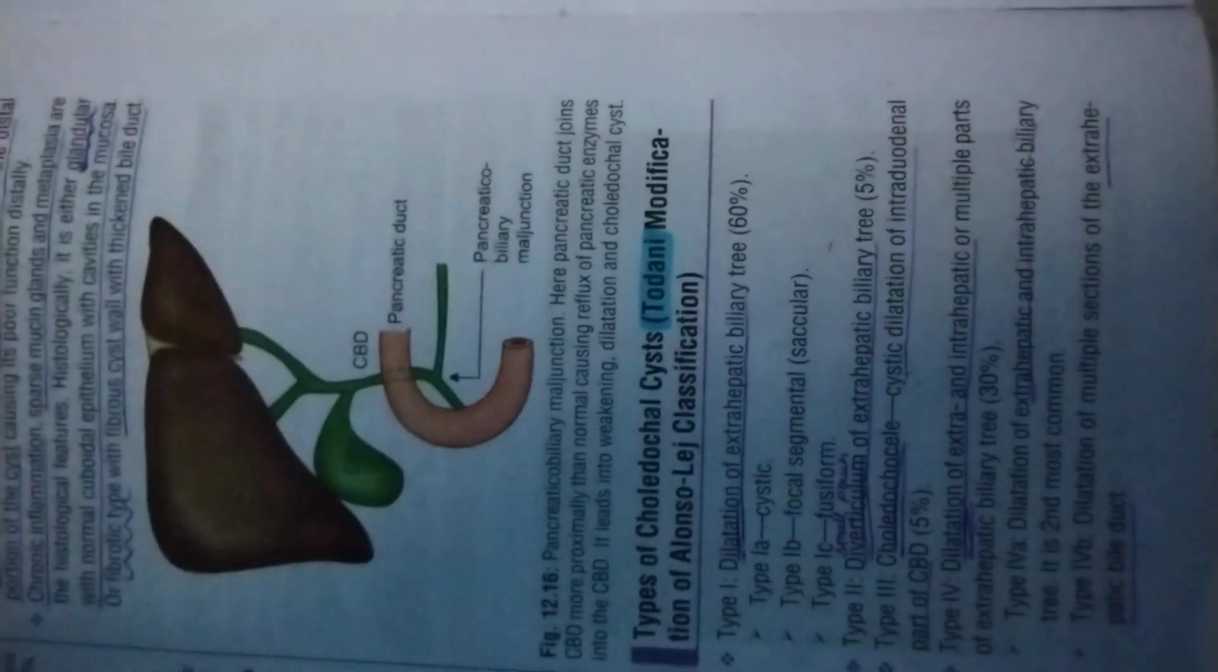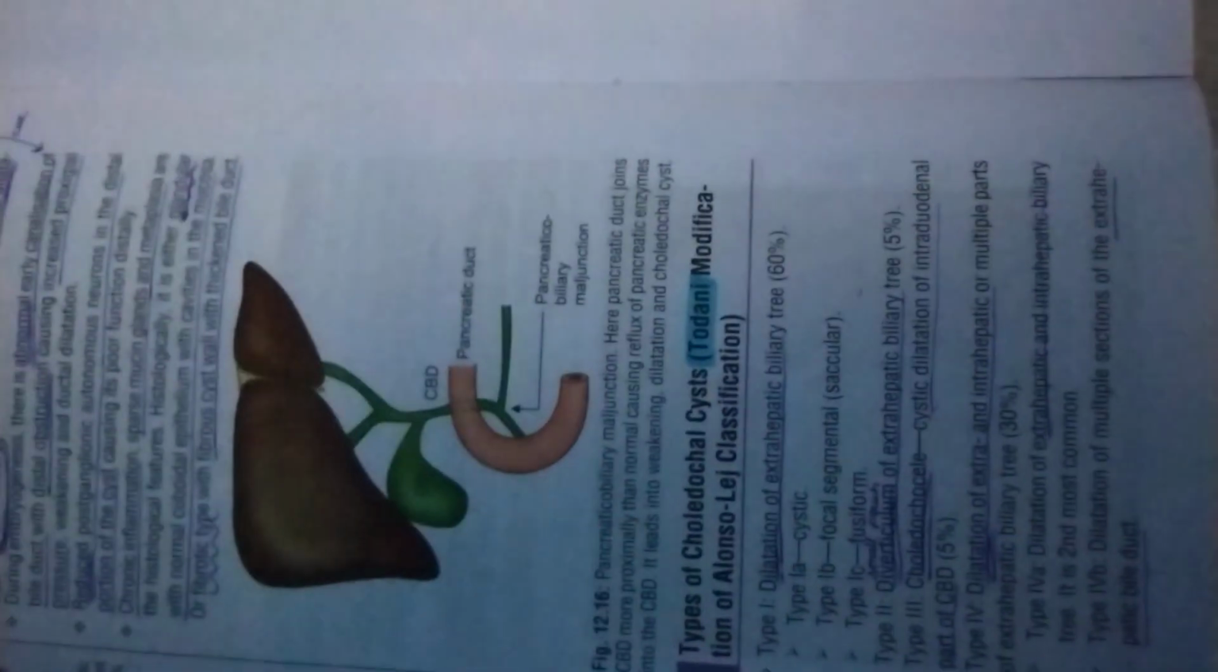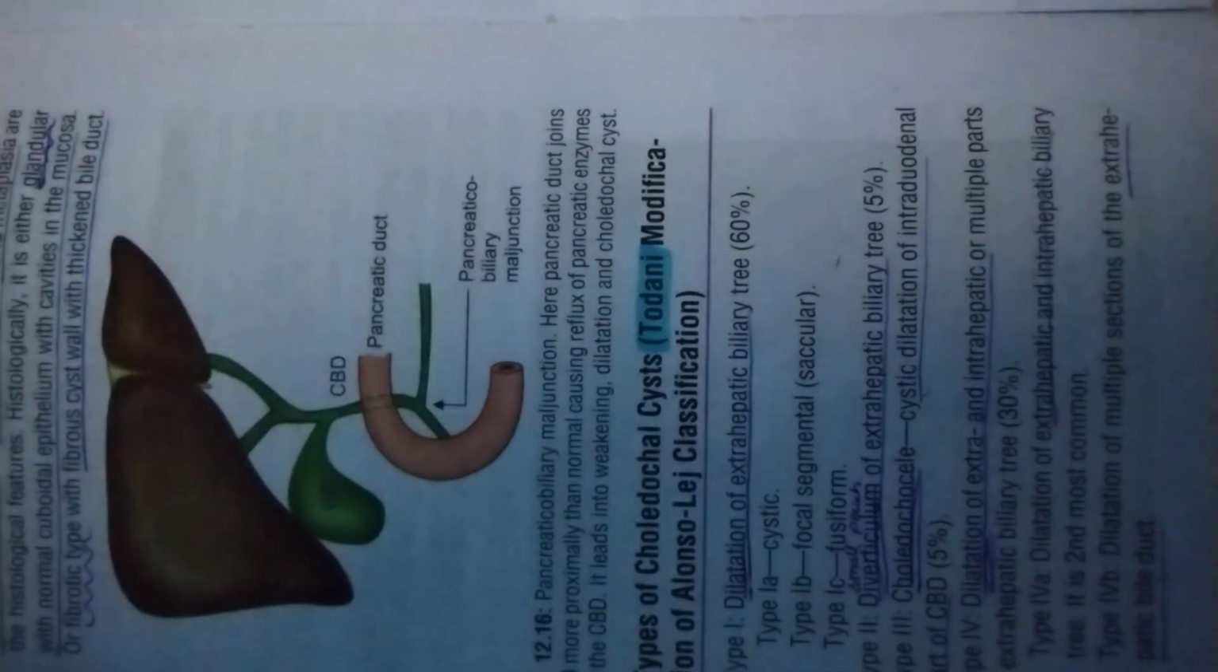Now we go on to the types of choledochal cyst. You have 5 types: type 1, type 2, type 3, type 4 with A and B, and type 5. Type 1 is dilatation of the extrahepatic biliary tree. It could be saccular, cystic or fusiform, making it type 1A, B and C. In type 2 there is an extrahepatic biliary tree diverticulum. In type 3 there is intraduodenal dilatation of the biliary tree.